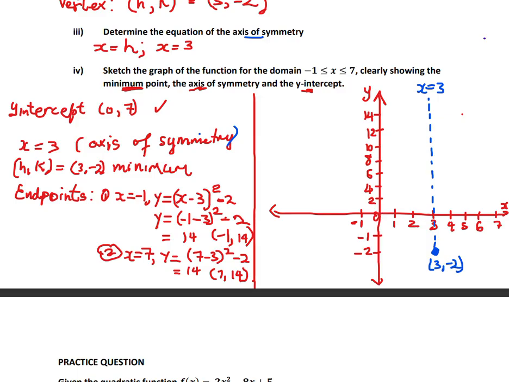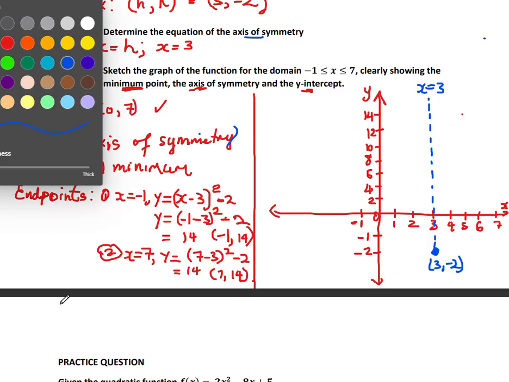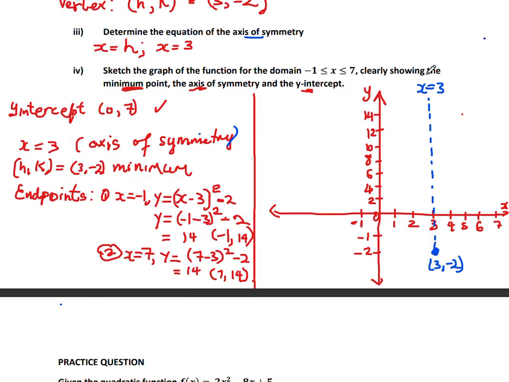So now I'm going to plot what I have. We have already drawn our line of symmetry, x equals 3, through the x value 3. A vertical line passing through the x value of 3 is the line of symmetry. So we've drawn that already. And we've also identified the vertex or turning point of the curve, which is (h, k), which is (3, -2). That's all plotted here already.